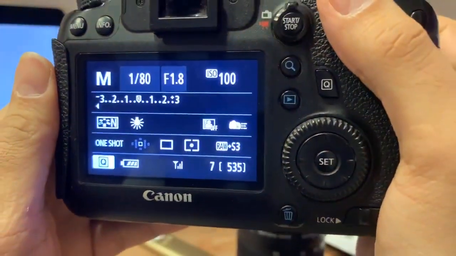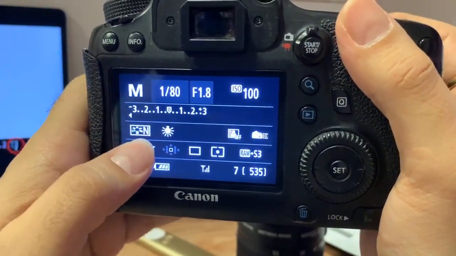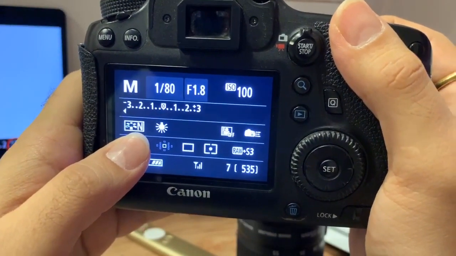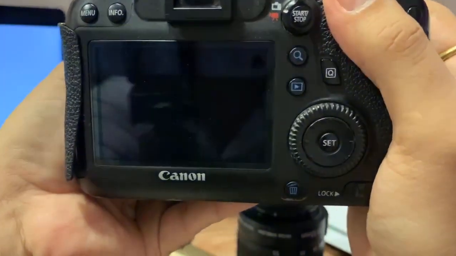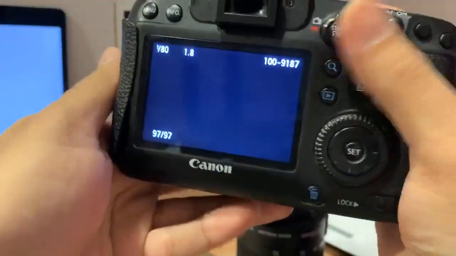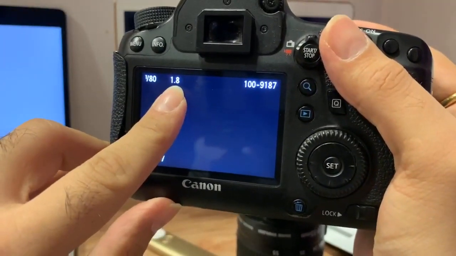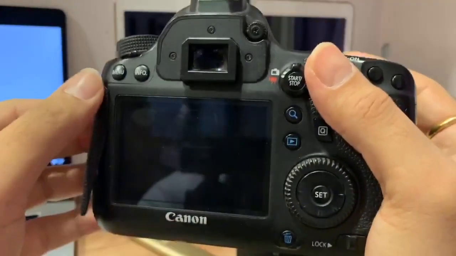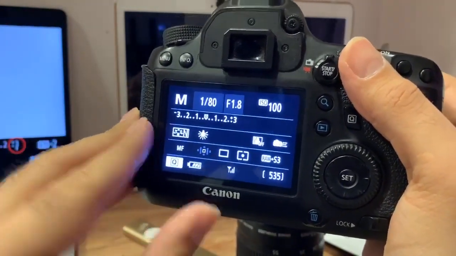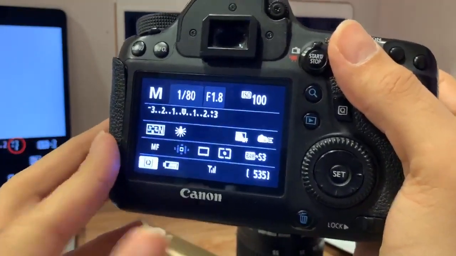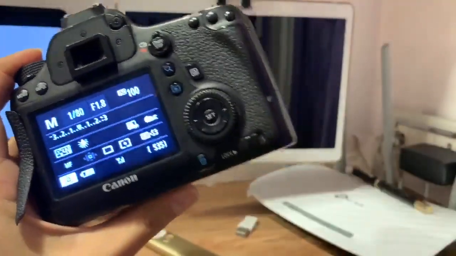So let us select an easier subject. So now it's on -3. My lens is trying to focus. But if I take an image, it's going to be really dark. So you can see that is my image at 1 by 80, f 1.8, ISO 100. My meter is beyond -3. That means my camera is telling me that my image is going to be really very dark.